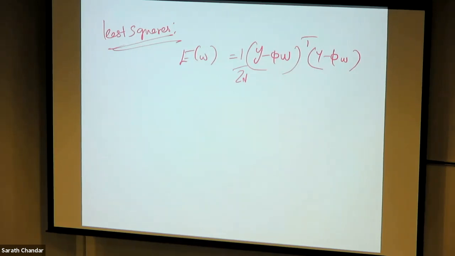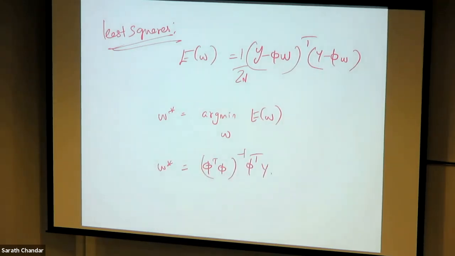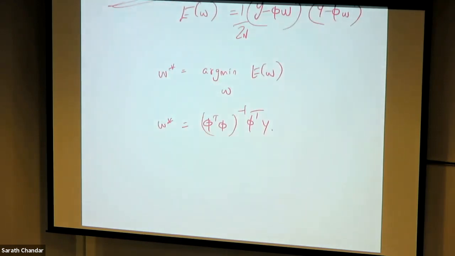Now W star is given by argmin over W of E of W, whatever W minimizes this E of W. Now W star is given by phi transpose phi inverse phi transpose y. If you remember, our solution for linear regression was x transpose x inverse x transpose y. We are just replacing the x with the nonlinear basis functions. That's it. I think we have already discussed this.